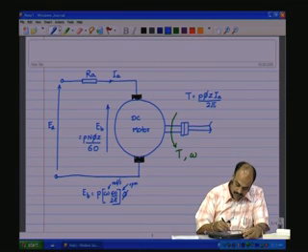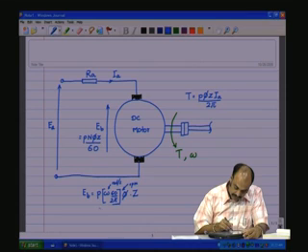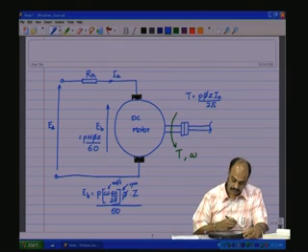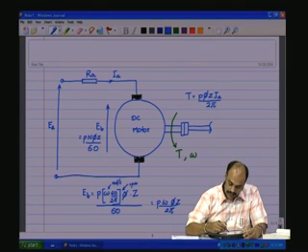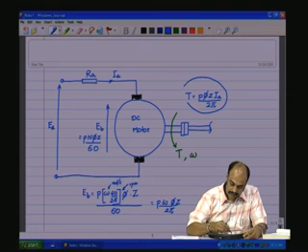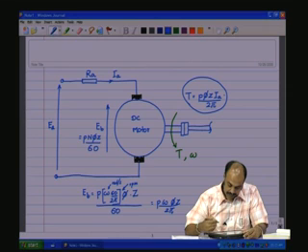into phi into Z, the total number of conductors in the armature. Phi is the flux per pole, P is the number of pole pairs, divided by 60, which gives you P omega phi Z by 2 pi, and torque is also given by P phi Z Ia by 2 pi.